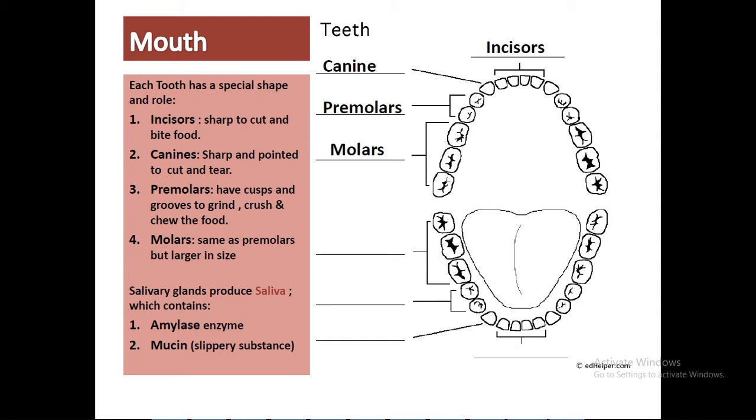Premolars have cup shapes and grooves to grind, crush and chew the food. Molars are the same as premolars but large in size. Now, salivary glands produce saliva, which contains amylase enzyme and mucin, a slippery substance which mixes with the food to help move it towards the stomach.